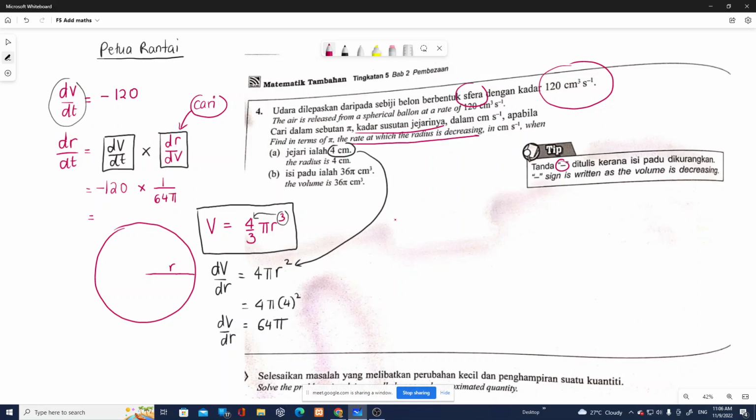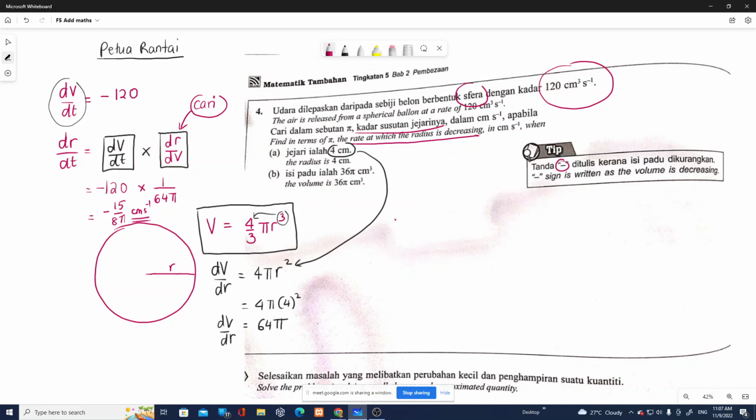Kita dapati 120 bahagi dengan 64. Okey, permudahkan, dia dapati negatif 15/8, 15/8 pi kat bawah. Pi kat bawah. Ini kadar susutan jejari. So you have cm s tolak 1 lah.